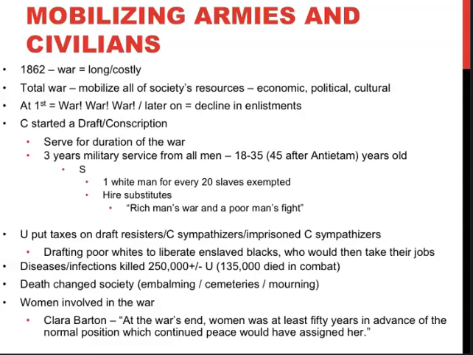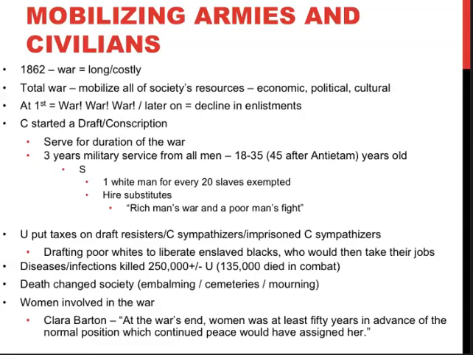The Union put taxes on draft resistors and Confederate sympathizers and imprisoned them. There was the mentality of drafting poor whites to liberate enslaved Blacks who would then take their jobs. So this mentality of trying to draft these whites that didn't have money to help free the slaves, when the slaves were doing their jobs.